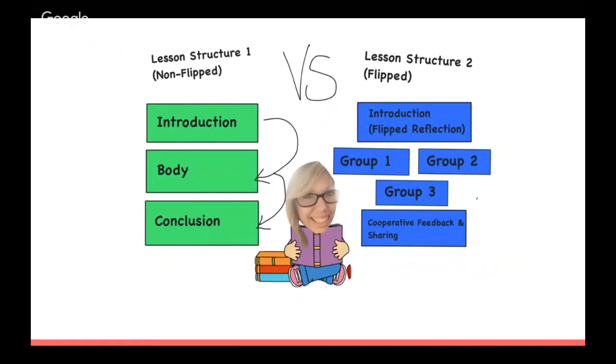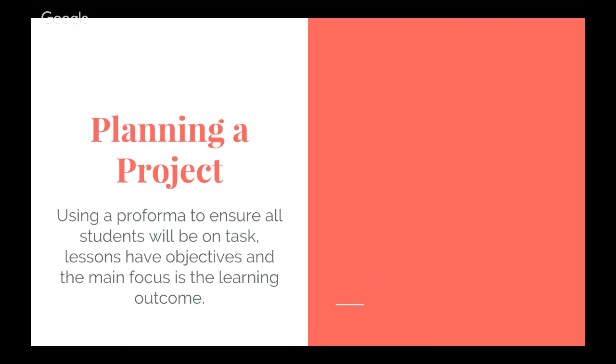So just regarding the structure of how a flipped lesson works, generally you would have an intro, body, conclusion in your lesson. And flipped learning, I suppose, just allows for a lot more differentiation, students working at their own pace and also their interest level, as I spoke about before.